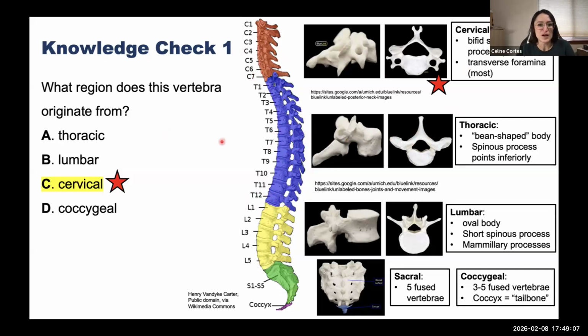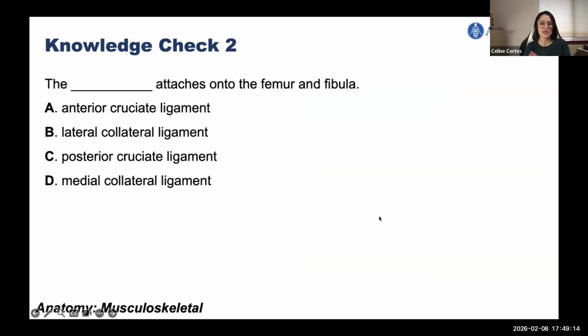Okay, so to move on to knowledge check number 2. Okay, knowledge check number 2, go for it.